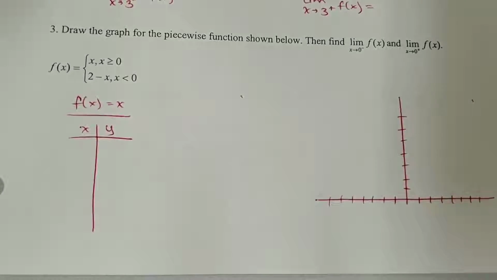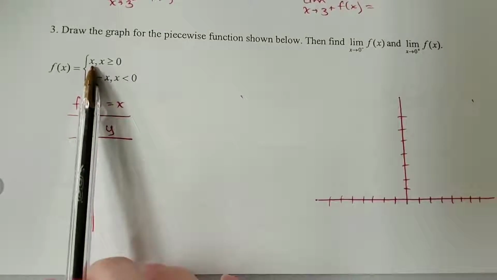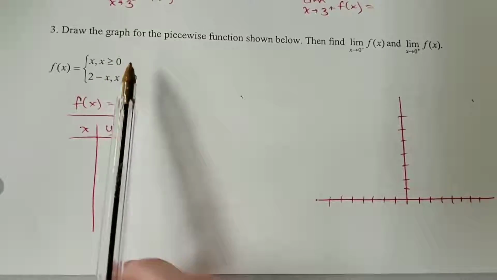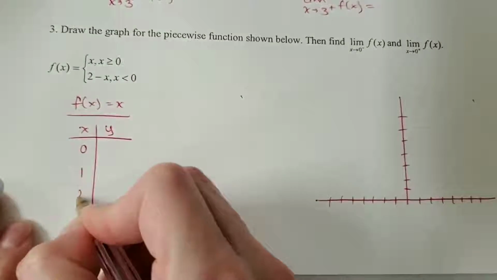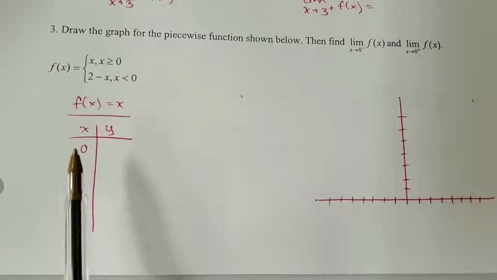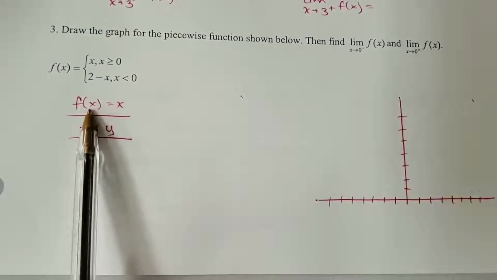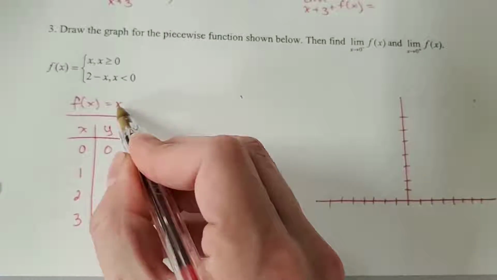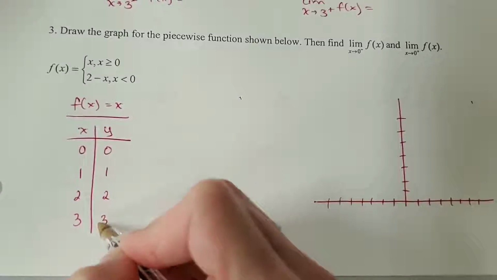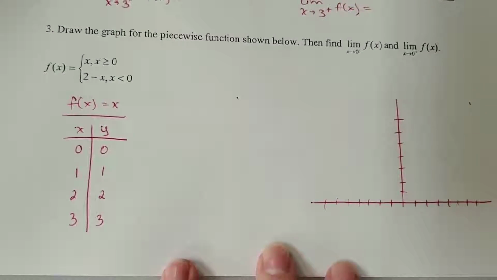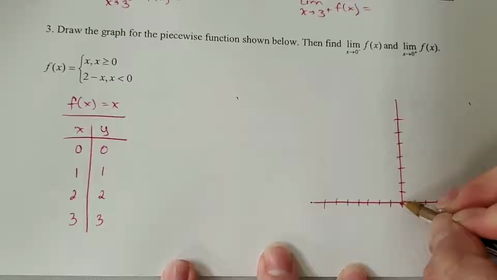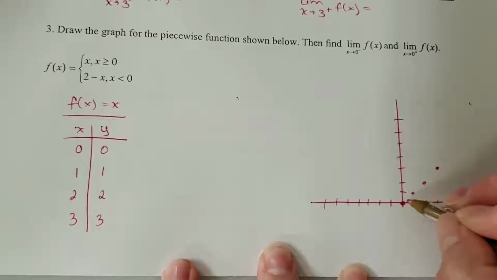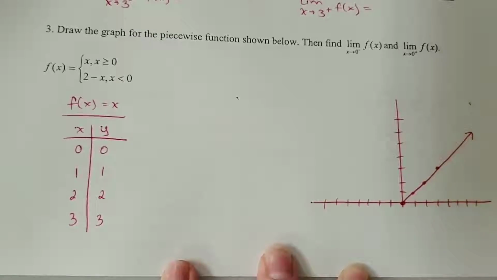I'm going to get my graph started over here. The first thing we're going to do is evaluate just the top function. It tells us for x values greater than or equal to 0. So I'm going to start my table at 0, and we'll put in a couple numbers. If I substitute 0 into this function, I get 0 out. If I substitute 1 in, we're going to have 1, 2, 3. So on our graph, we're going to have points at (0, 0), (1, 1), (2, 2), (3, 3), and it's going to keep going up from there.